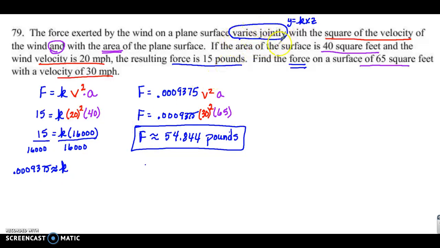So look for those varies jointly. Notice on the review, the other three problems are all varies jointly, varies jointly, varies jointly, which is probably a good indication that on your test, you're going to see varies jointly.